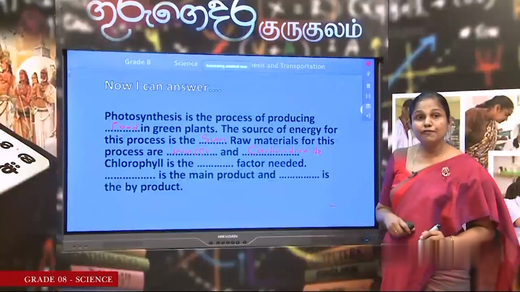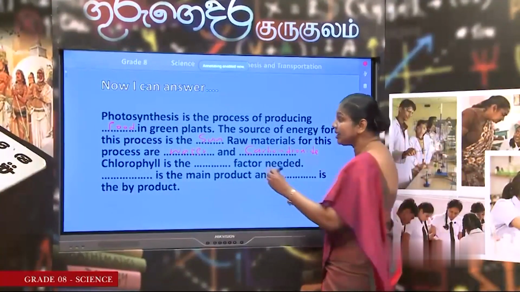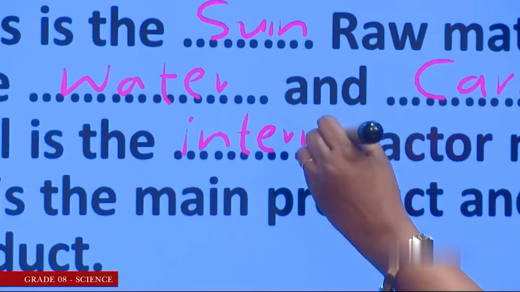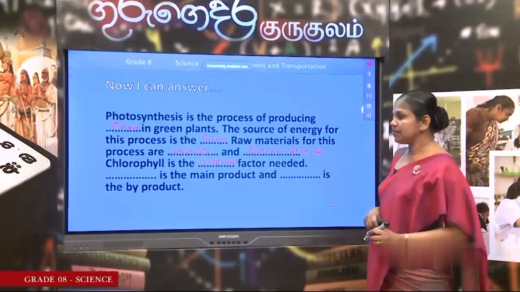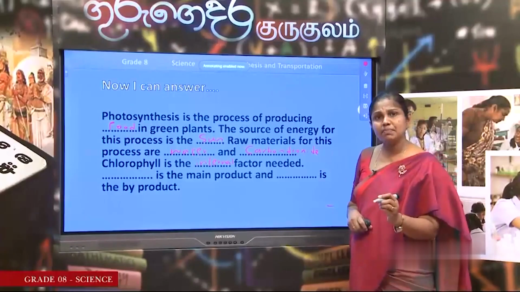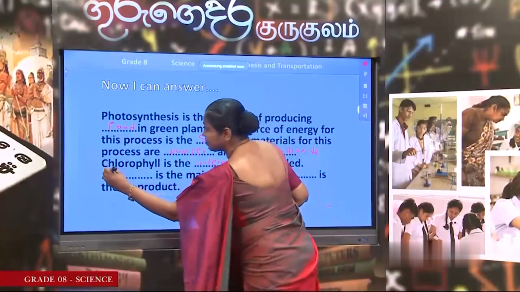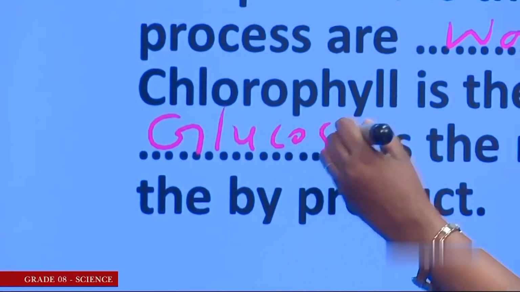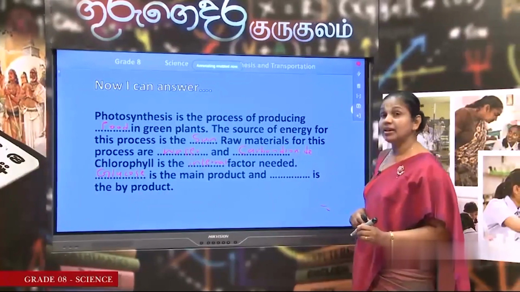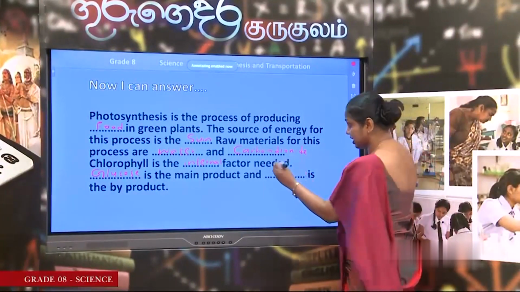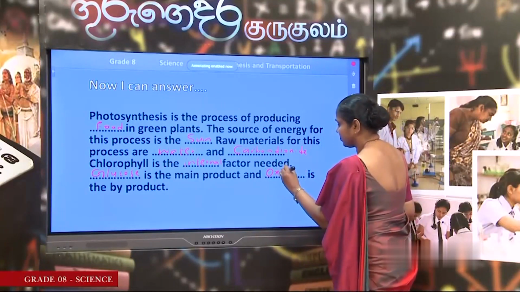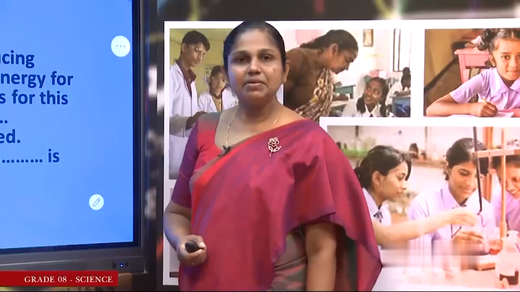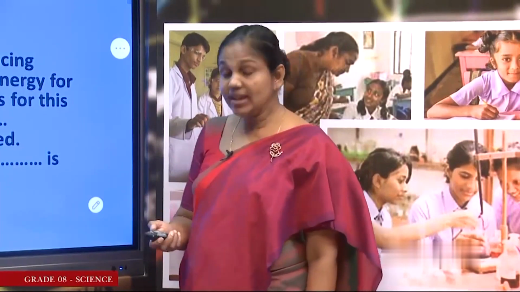Right. Chlorophyll is the internal factor. Then blank is the main product. What is the main product of this process? Glucose. And which is the byproduct of the process? Oxygen. Okay. Children, let me show you the next exercise.